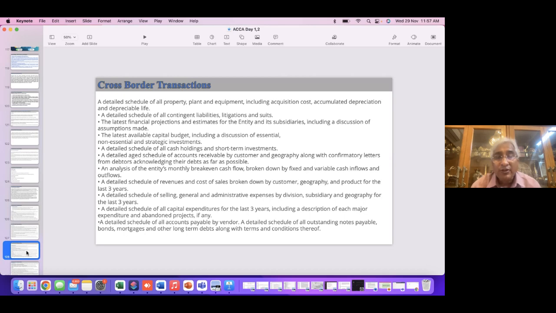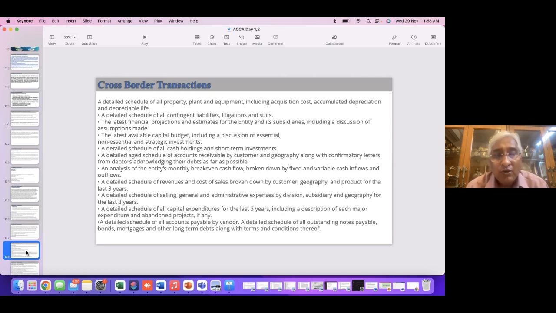So a detailed schedule of revenues and cost of sales broken down into customer, geography, product for the last 3 years is supposed to be examined. A detailed schedule of selling, general and administrative expenses by division, subsidiary and geography for the last 3 years. So 3 years is a period which is considered as sufficient for reviewing whether the transactions are proper or transactions are in the best interest of the entity.